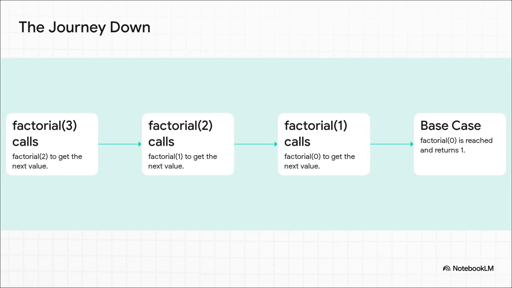So let's follow the journey down the rabbit hole, or down the nesting dolls. To solve for the factorial of 3, our function can't do it yet. It says, hey, I need the answer from factorial of 2 first. And factorial of 2 says, well, I need the answer from factorial of 1. This keeps going one doll deeper each time until we hit factorial of 0. And that is our base case, the smallest doll in the set. The function knows this answer instantly by definition. The factorial of 0 is 1.